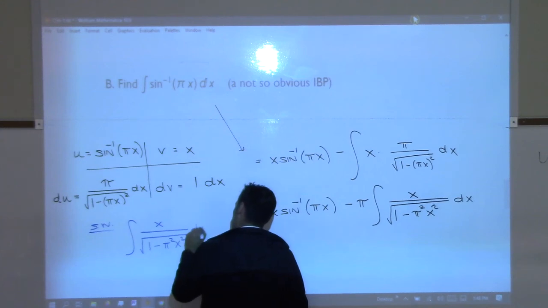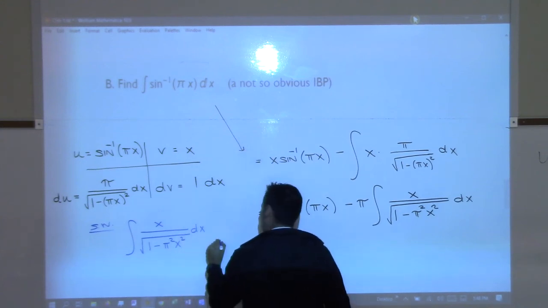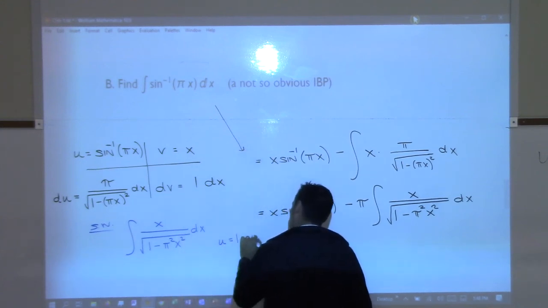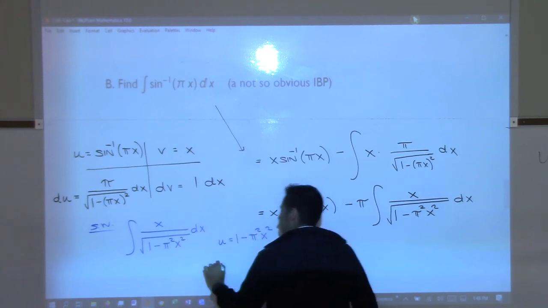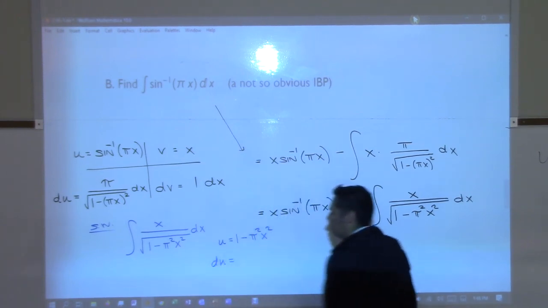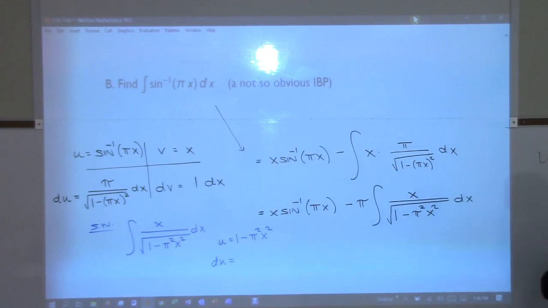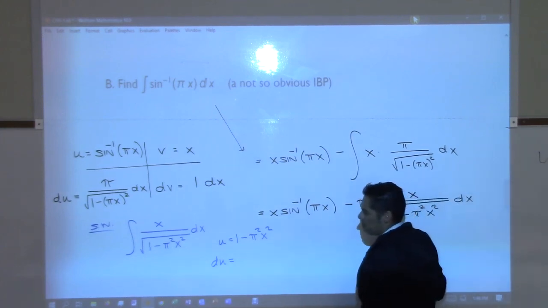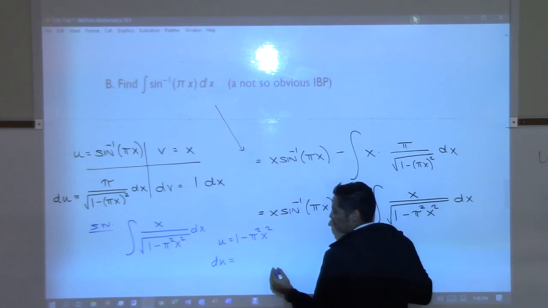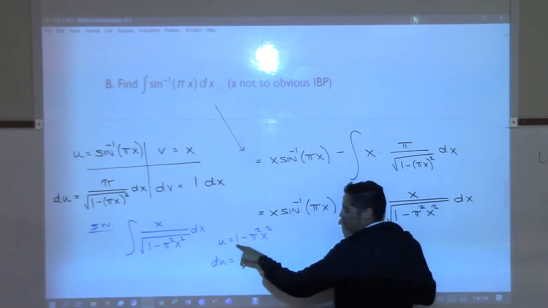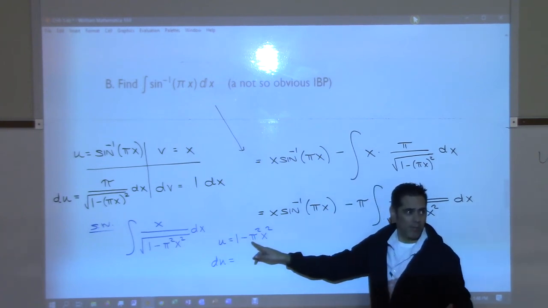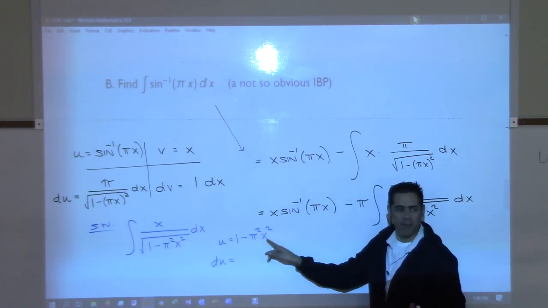And Luke said we're going to make a substitution: u equals 1 minus pi squared x squared. The derivative of that, Luke, do you want to tell me what the derivative of that is? So what's the derivative of 1? Okay, negative pi squared is a constant, right? So it just comes for the ride. And then take the derivative of x squared.